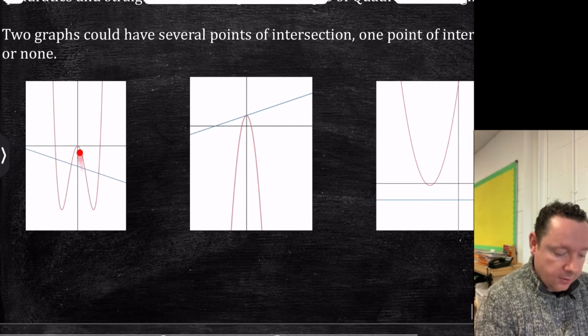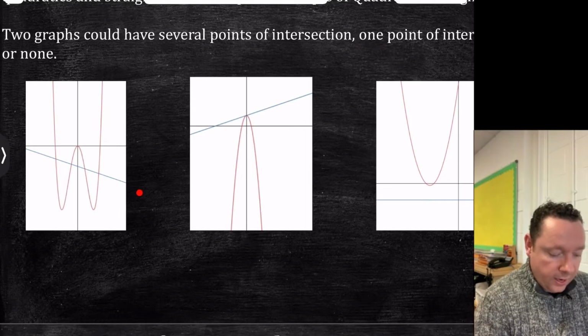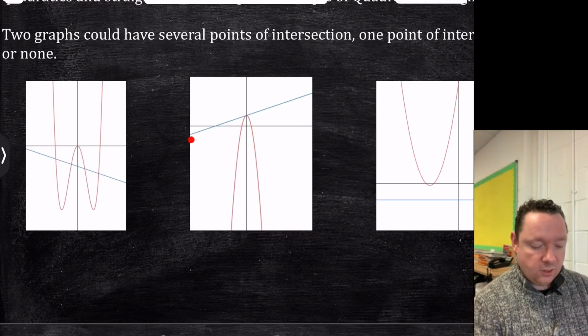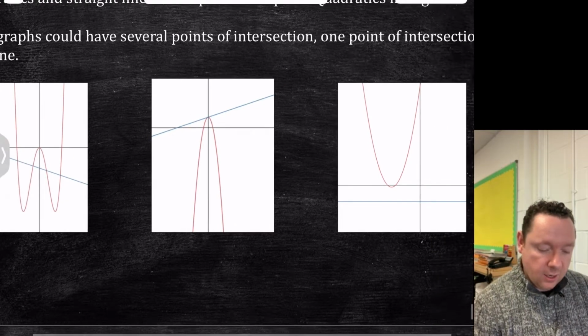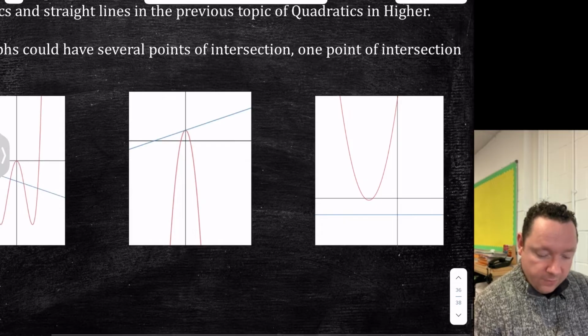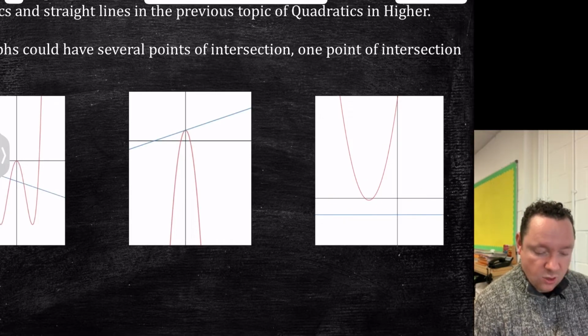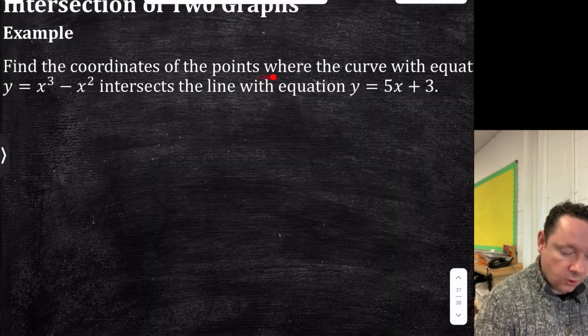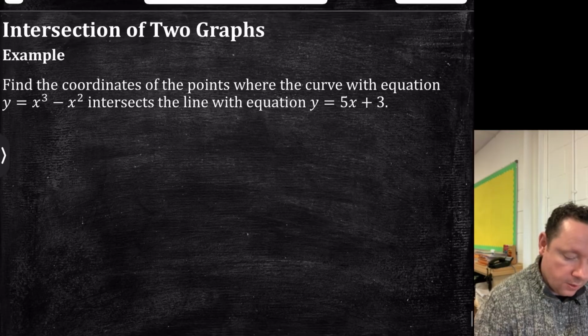Let's say we had this big random graph and we had a straight line going through it. You see it's cutting at 1, 2, 3 and 4 places. Or we could have this quadratic graph and it's just a tangent touching at one point. Or we could have this sort of graph here where the line, this is just the x-axis, is not touching at all. So here's an example of finding points of intersection. Find the coordinates of the points where the curve y equals x cubed minus x squared intersects with the line y equals 5x plus 3.